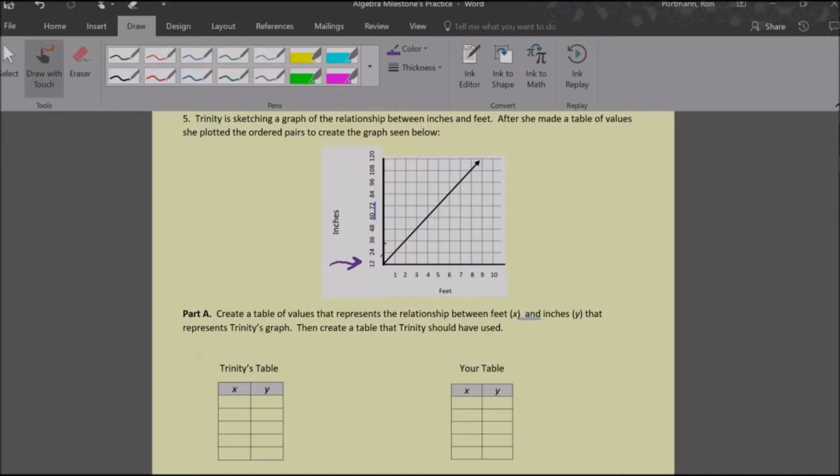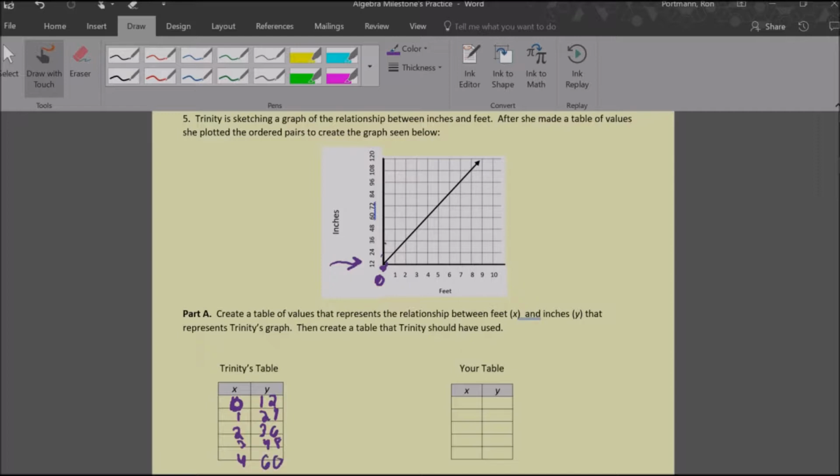So her ordered pairs are, this is a 0 right here, that would be 0, 12, and then you'd have 1, 24, and then you'd have 2, 36, and then you'd have 3, 48, and you have 4, 60.